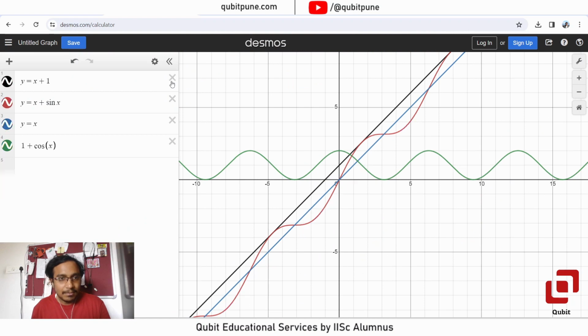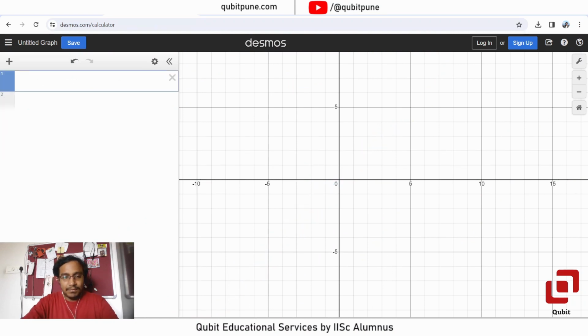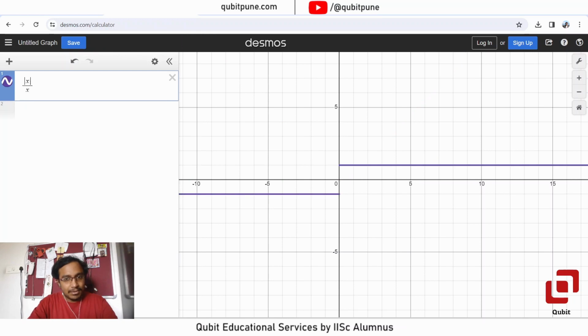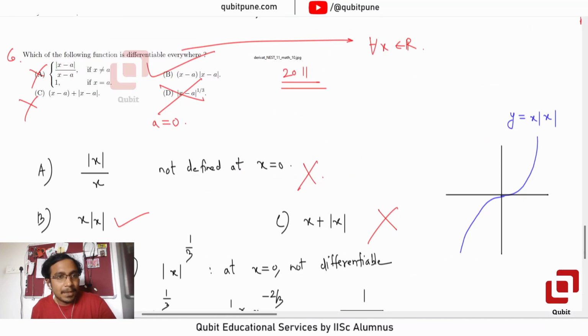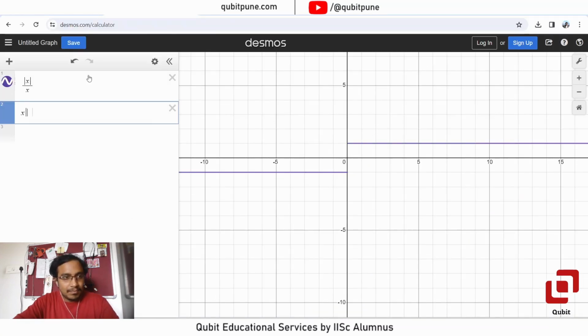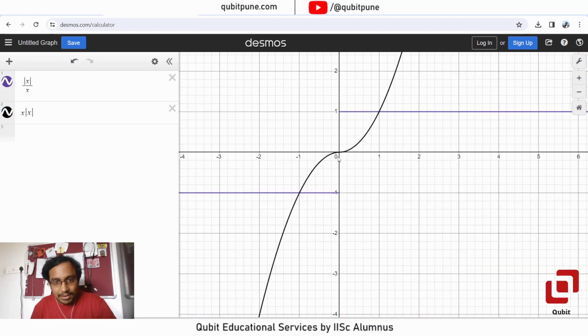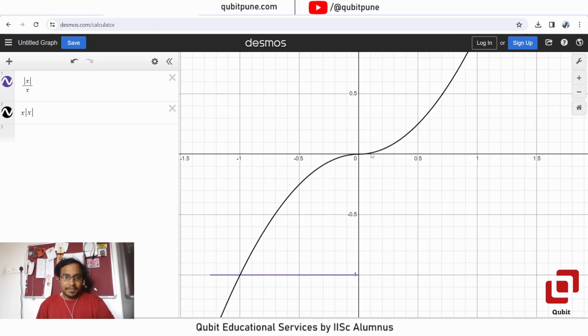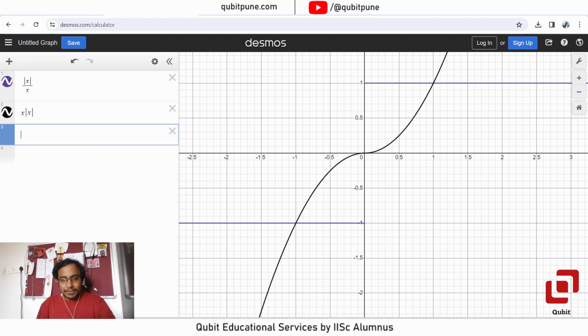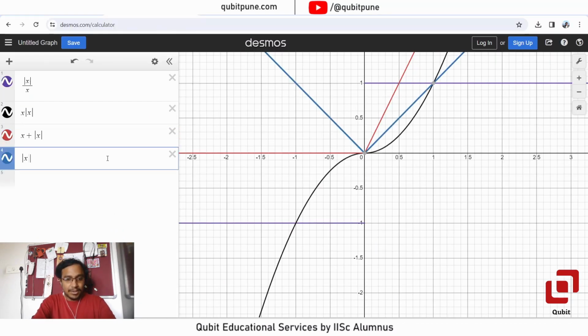Now let us come to the grapher and see. First let's go for mod x by x. It's discontinuous at 0, so no question of being differentiable. x into mod x, that's true, it is differentiable there because the closer we go to 0, the curve becomes flatter and flatter. What other options did we have? x plus mod x, that's the red one, it is 0 for negative values.